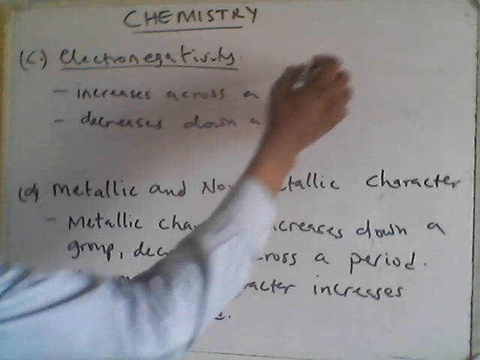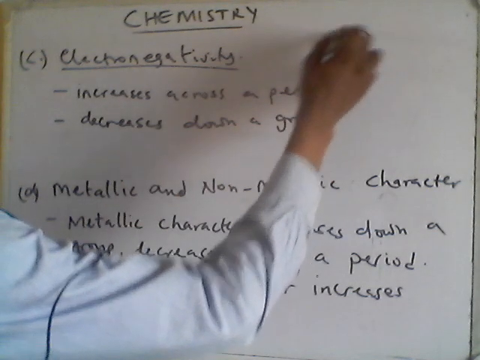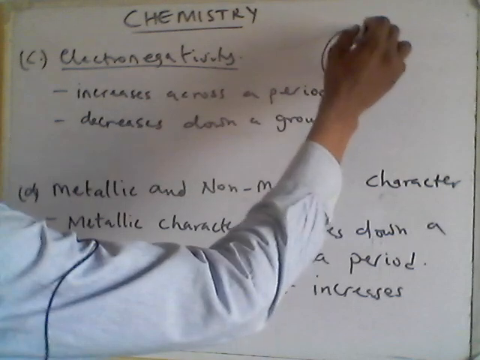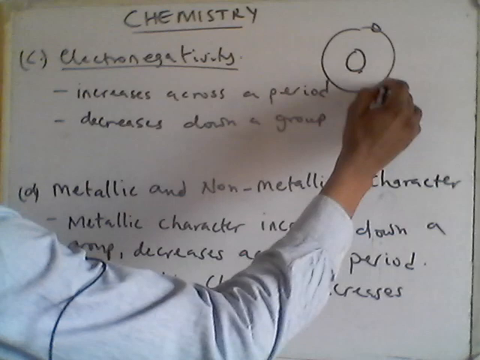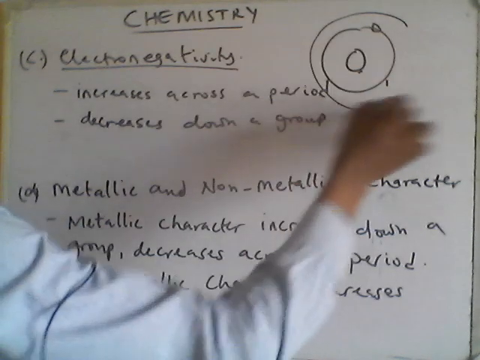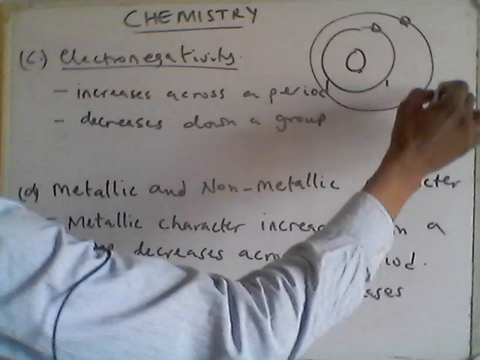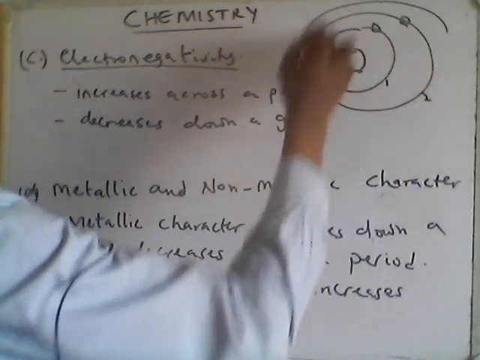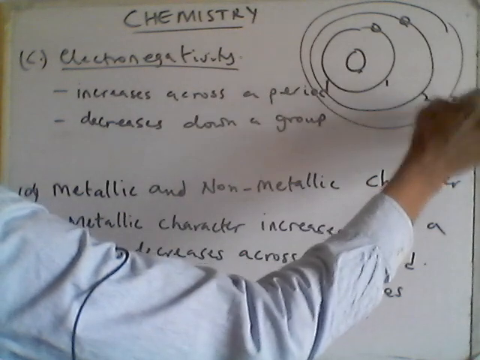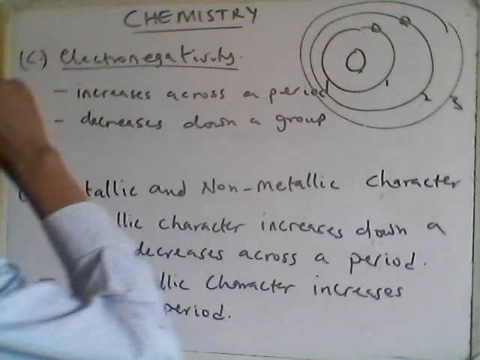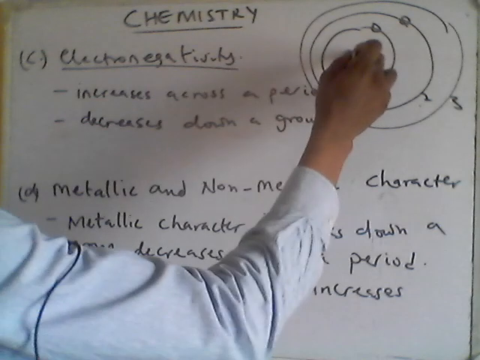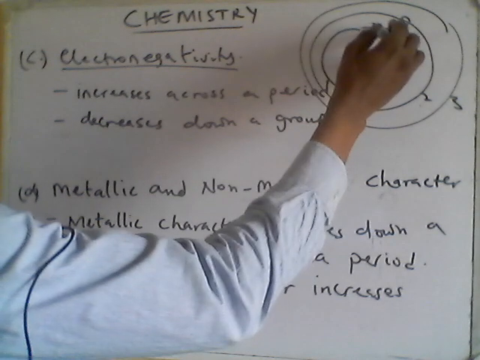So if I have this again, this is the nucleus and this is the electron. This is for period 1. If I have another one outside here, electron, period 2. This shell, I'm adding shells. This is the third shell. So this is period 1, 2, and 3. Now, electronegativity is the ability of this atom to attract electrons.